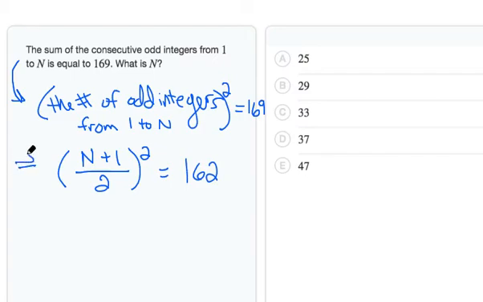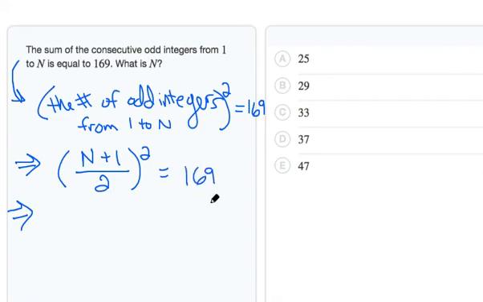And this would be squared to continue with our formula, and that's equal to 169. Now this is an equation that we can solve. It represents the sum of the consecutive odd integers from 1 to n, and it equals 169. This is something that we can solve for n, so let's go ahead and do so. To get rid of this exponent, we take the square root of both sides. Oh, this says 162. Okay, let's fix that real quick, and we'll switch that back to 169.